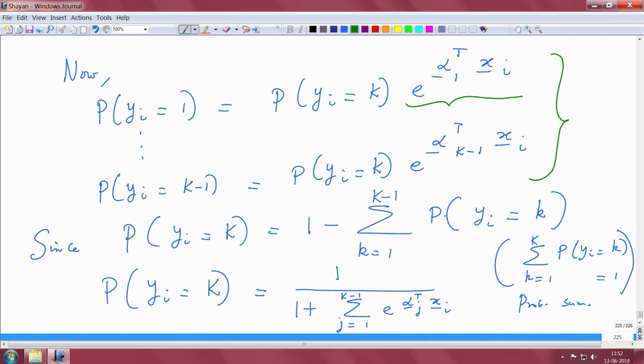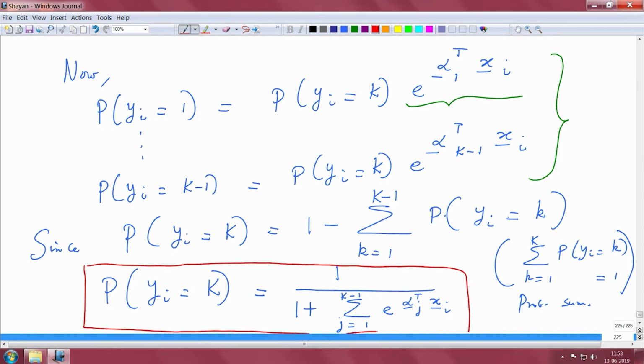Now the sum of all possible outcomes should be 1. This is our probability sum result. So the probability that the outcome is k is 1 minus the summation of the probabilities of all the outcomes from 1 to k minus 1, and doing the straightforward math we land up with this equation: the probability p of yi equal to the outcome capital K is given by this quantity, 1 upon 1 plus the summation j equals 1 to capital K minus 1 of e to the power alpha j transpose xi.